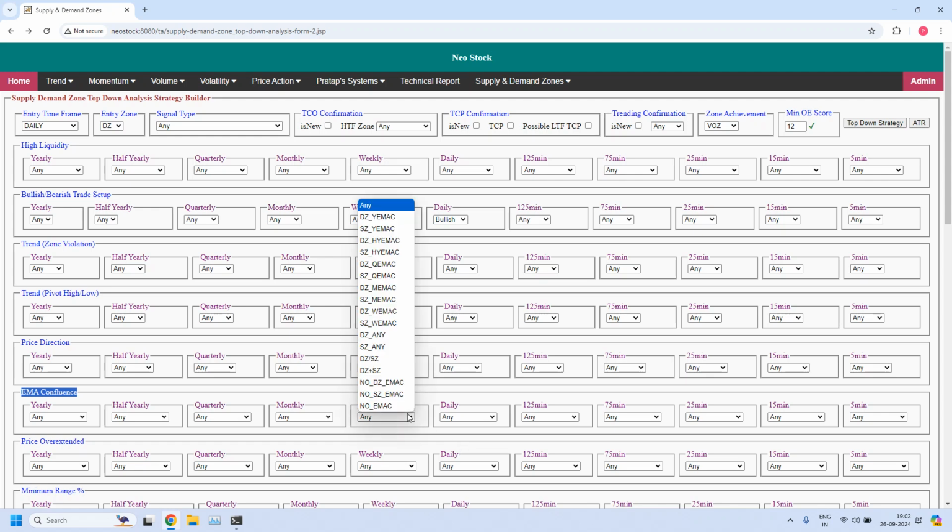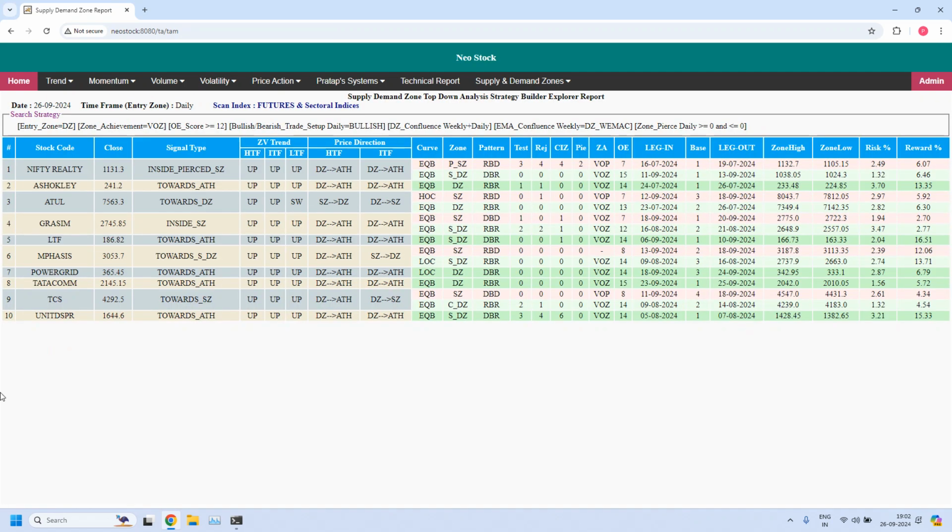So in the weekly time frame, weekly demand zone with weekly EMA confluence. Out of 11, 10 stocks are filtered. See, out of 21, 11 are filtered. Now out of 11, these 10 stocks are having weekly EMA confluence. So these are the high probability setups.